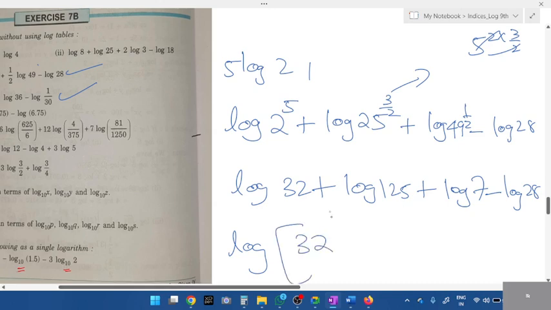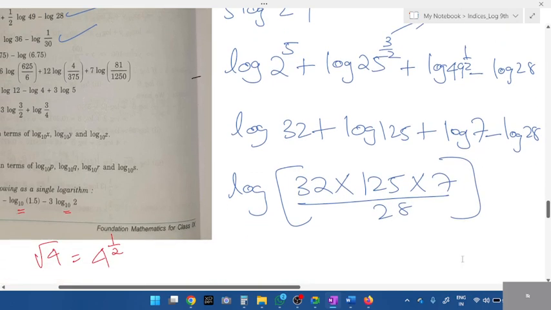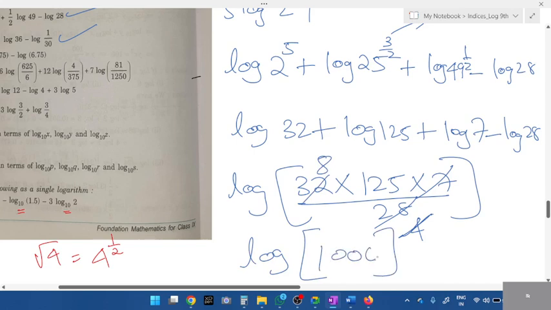Take 32. For plus, what should I put? Multiplication or division? 120. Again, 7. For minus, 28. What's the answer? 8 ones are 8. 4 ones are 4. 8. Log 1000. 3 zeros are given. What's the answer? 3. Fine.